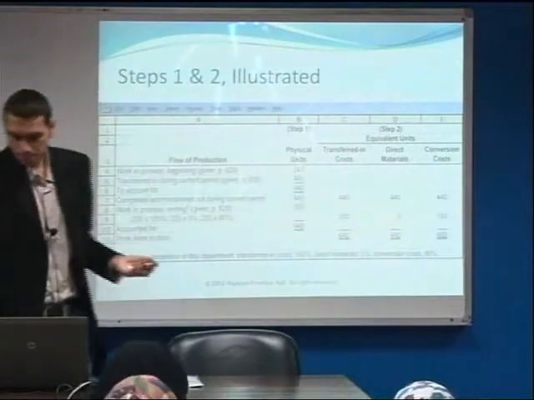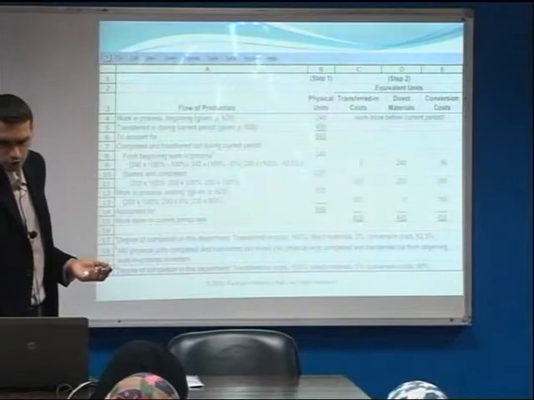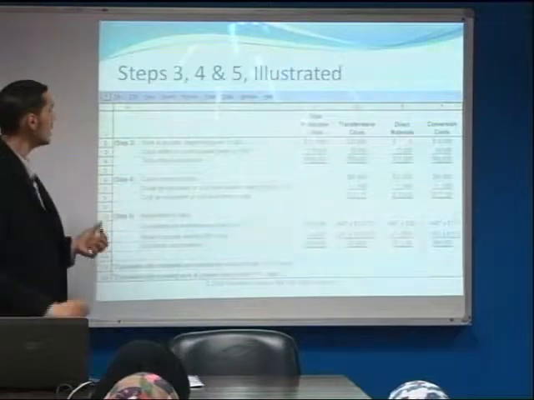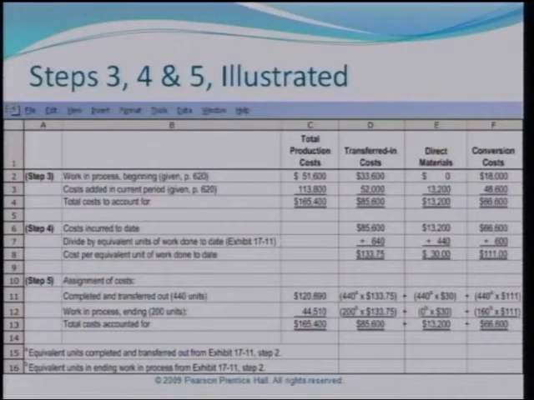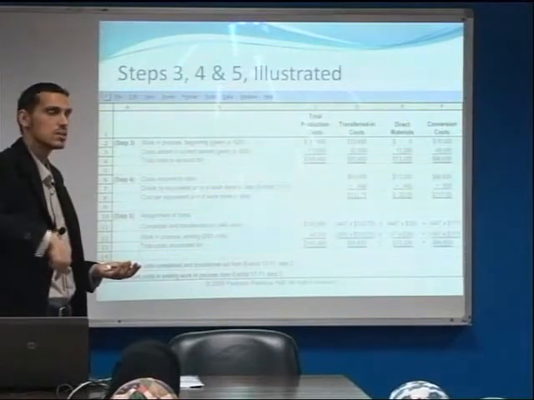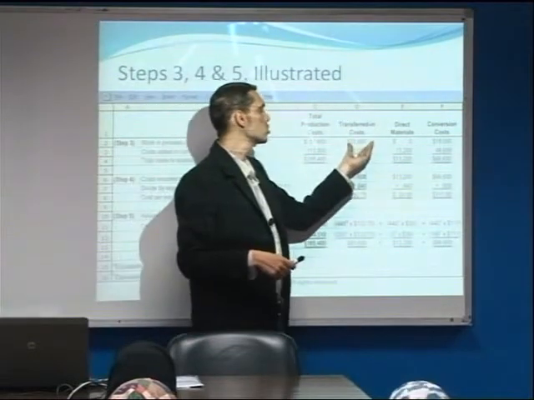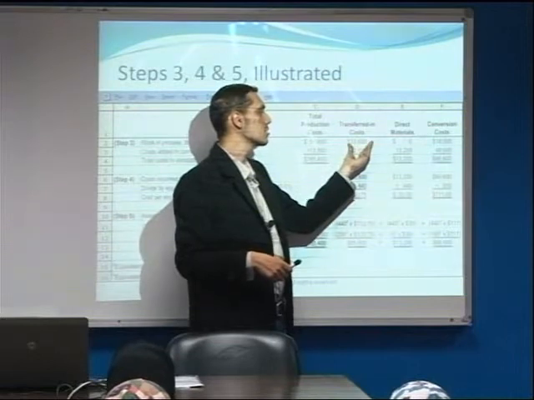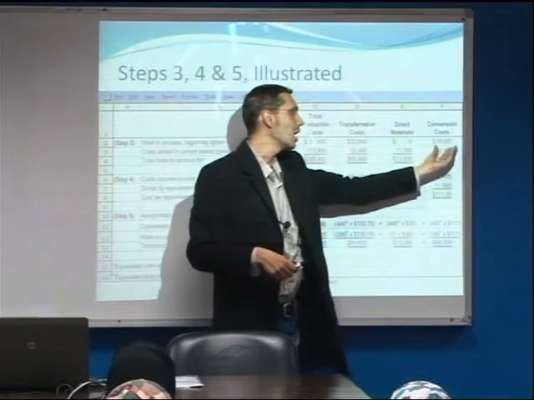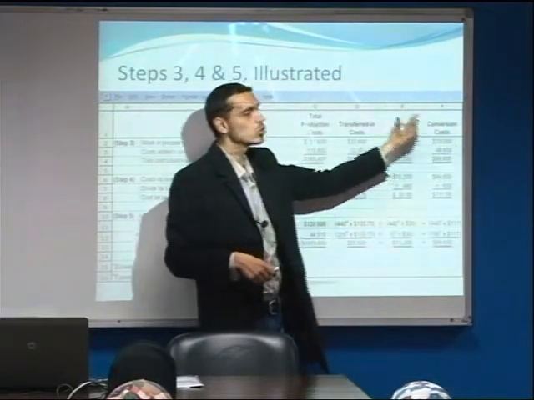Now, let us go to steps number 3, 4, and 5. Step number 3 is the summarization of the total cost to account for, which are the costs incurred as beginning work in process inventory, and the costs that are added within this period. As we can see here, the transferred in cost is 33,600, direct materials is 0, and 18,000 as conversion costs.